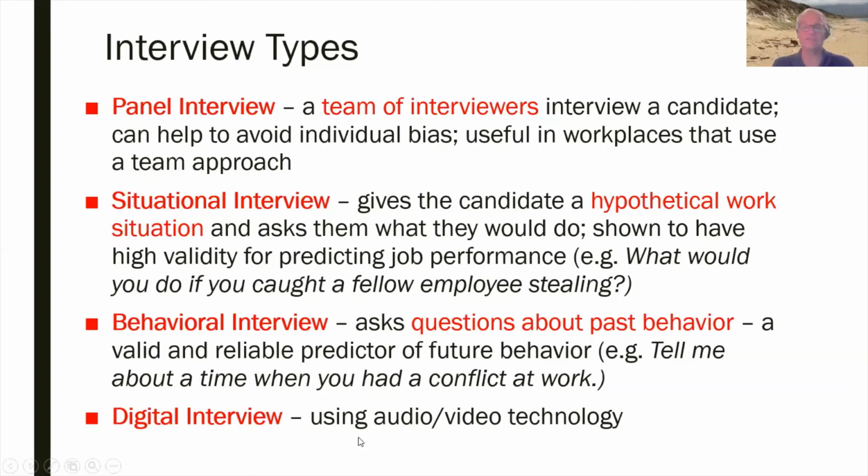So make sure you look at that stuff. And a digital interview, so using audio and visual technology, using things like Zoom. And again, especially with the pandemic, this is becoming way more common, and it's just a lot more convenient for everybody. It cuts down a lot of travel costs.